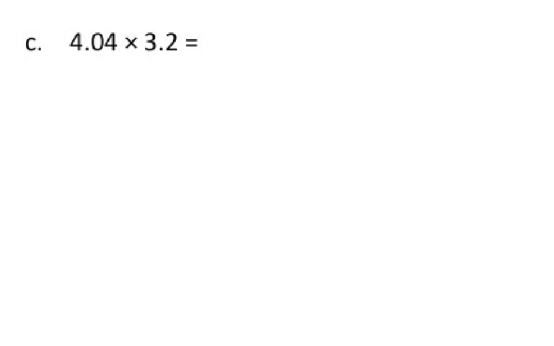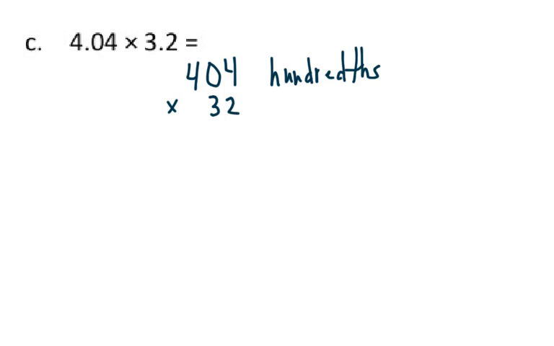So I'm going to rewrite this problem so it looks a little bit more familiar to the students. And I'm just going to put the decimal in word form. So 4 and 4/100ths is equal to 404/100ths. So I'm multiplying that by 3 and 2/10ths, which is equal to 32/10ths.